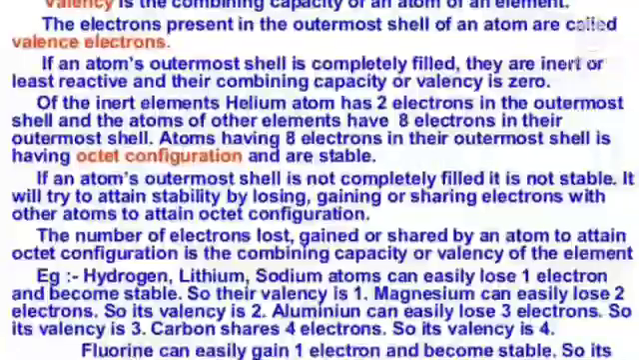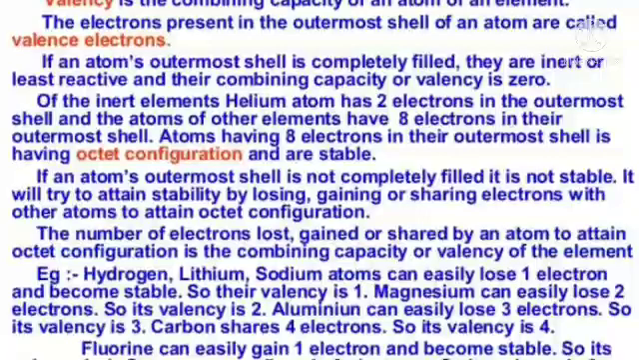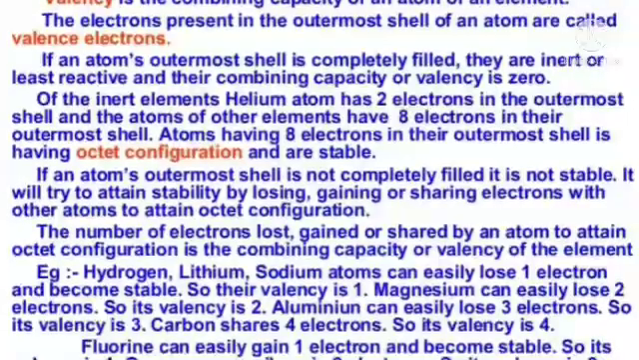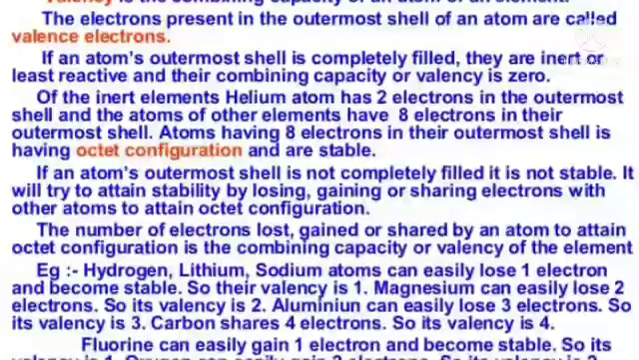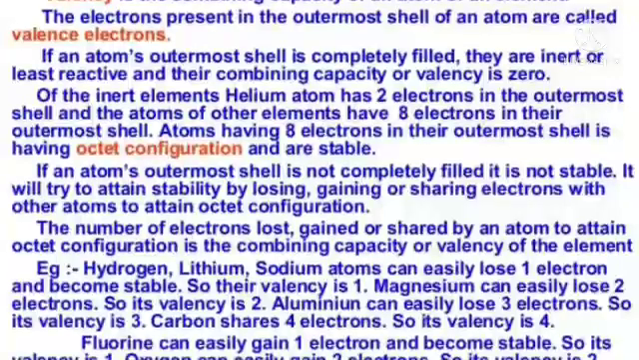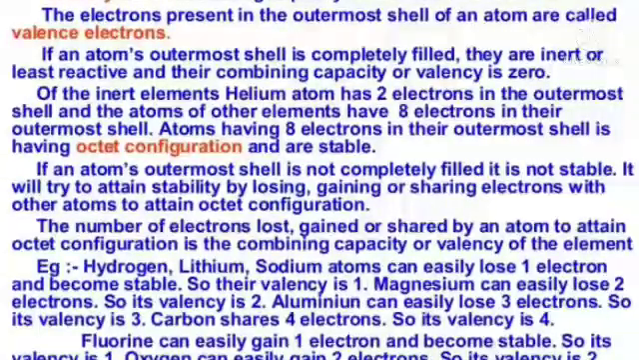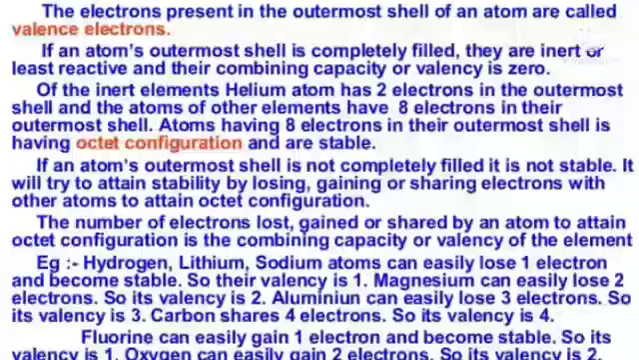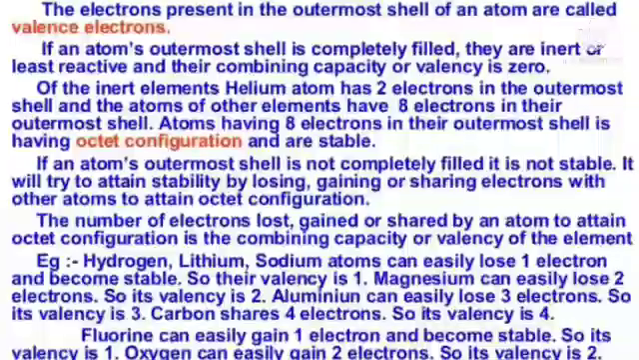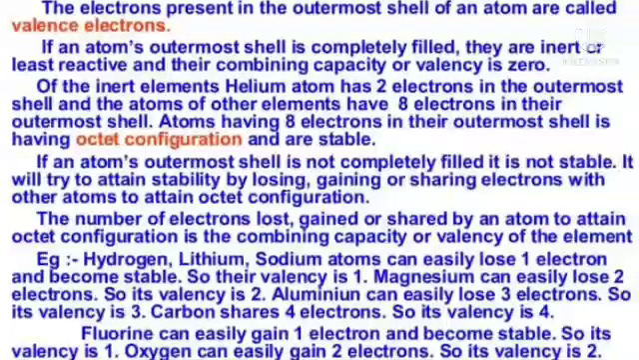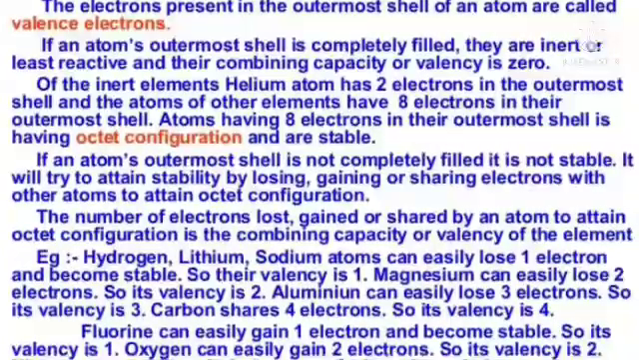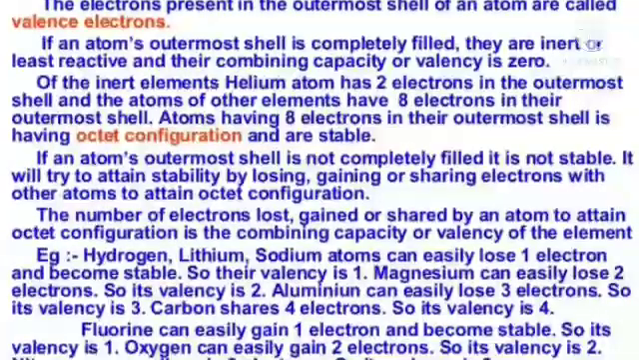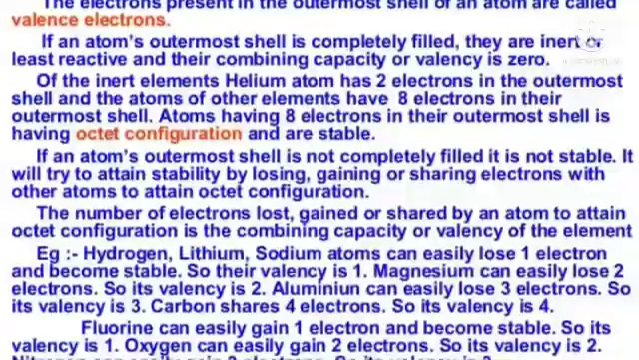valency of the element. Example: hydrogen, lithium, sodium atoms can easily lose 1 electron and become stable, so their valency is 1. Magnesium can easily lose 2 electrons, so its valency is 2. Aluminium can easily lose 3 electrons, so its valency is 3. Carbon shares 4 electrons, so its valency is 4.